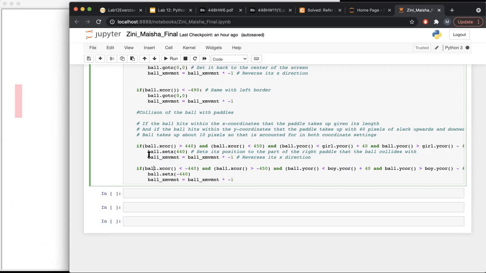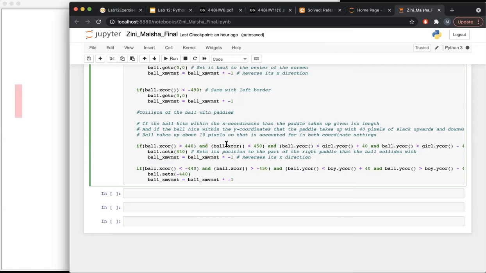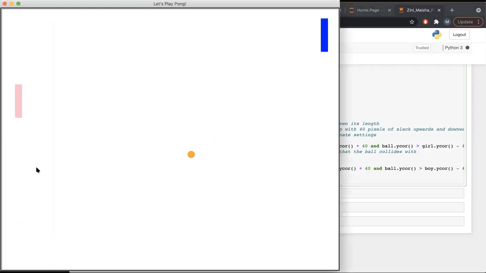In that case, you're gonna set the x coordinate of the ball to be 440, as in set it to be here, where the ball and the paddle meet, and then you're gonna reverse the direction, right? And you do the same thing for the right paddle. So let me show an example. Oh, let me see if I can make it. Oh, no, I did not make it. How about this one?